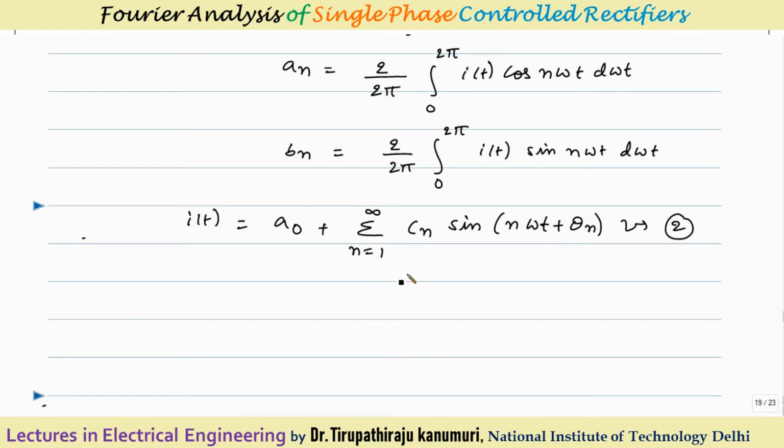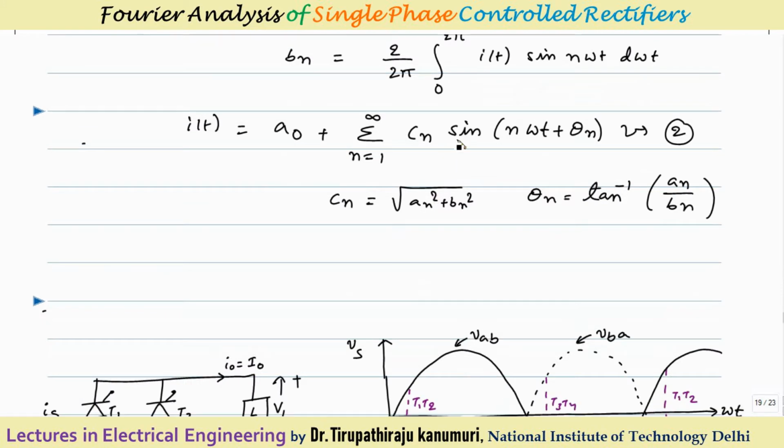I am doing the backtracking, where we are going to prove that Cn will be equal to square root of an square plus bn square, and the value of theta n is tan inverse of an divided by bn. Let us try to prove this. I am going to prove that this sin of n omega t plus theta n gives the same result. I am representing it with a different color so that you can differentiate that we are just deriving this. So this will be square root of an square plus bn square into sin of a plus b.